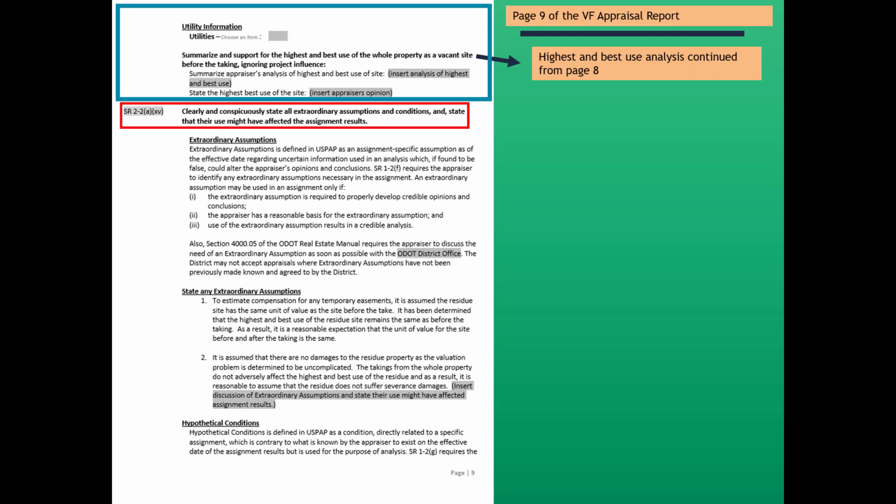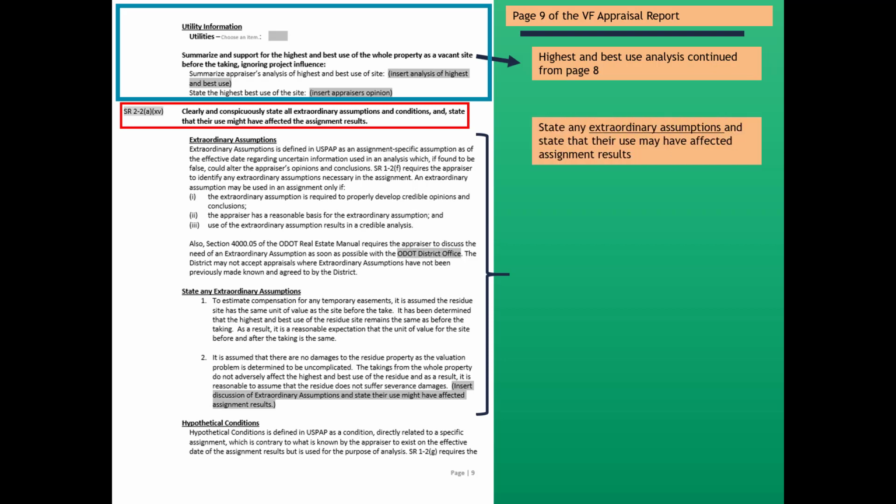Moving on to the next USPAP standard, Standards Rule 2-2AXV. Clearly and conspicuously state all extraordinary assumptions and conditions and state that their use might have affected the assignment results. So this first section deals with extraordinary assumptions. So we have to state any extraordinary assumptions and state that their use may have affected the results of the assignment.